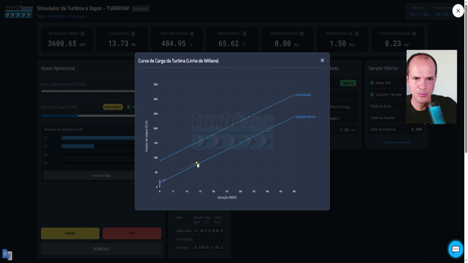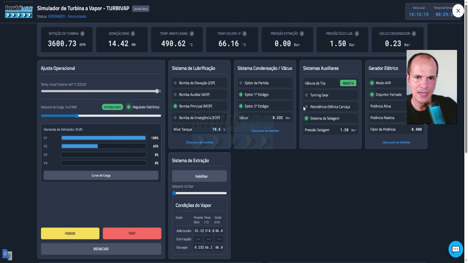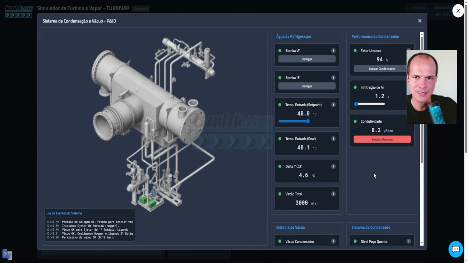So here the load curve will show us where we are operating in this situation. Now, that we did, if you notice, we are working with close to 15 mega. Here, it is showing the steam flow and we are not walking in normal operation itself, exactly on top of the line. So we will begin to understand why. So, if we start looking at the boat, for example, we will see that we are not in the most comfortable situation to work.